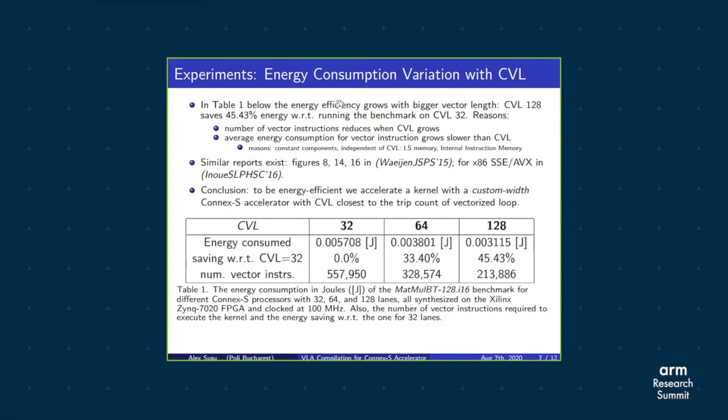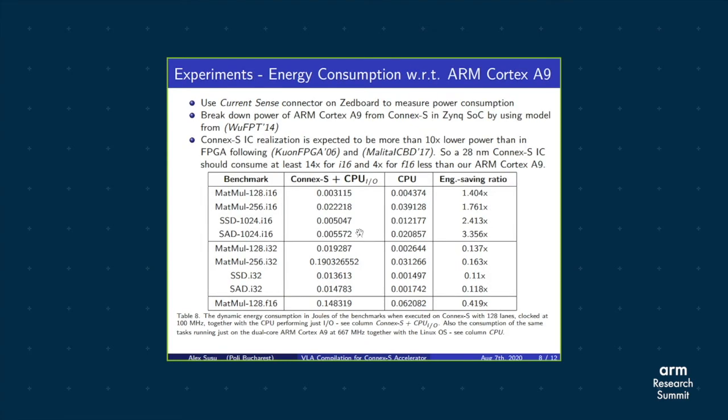We perform energy measurements for the Zynq 720. We see that increasing CVL saves the energy spent running a benchmark on Connex-S. We consume 45.43% less energy for CVL 128 than for 32 lanes. Therefore, as claimed at the beginning, to be energy efficient, we use a custom width Connex-S accelerator with a CVL close to the trip count of the vectorized loop.